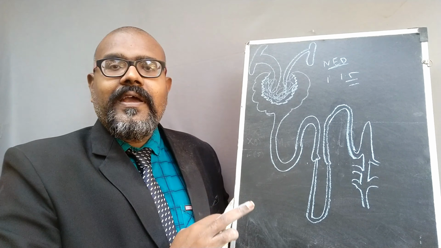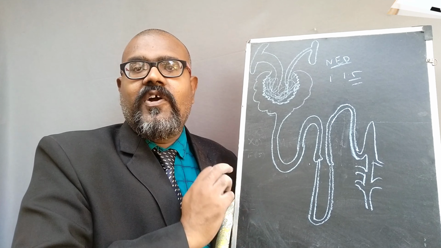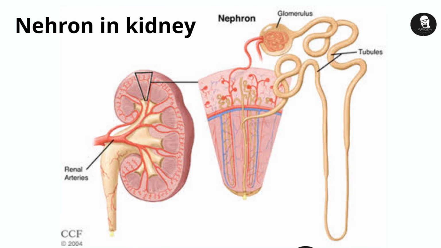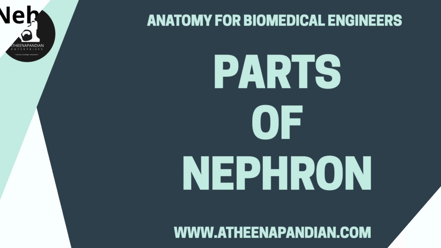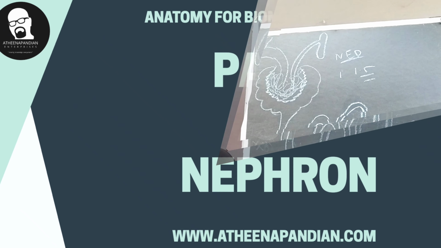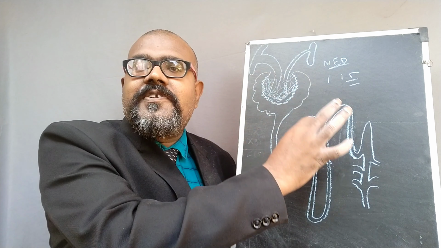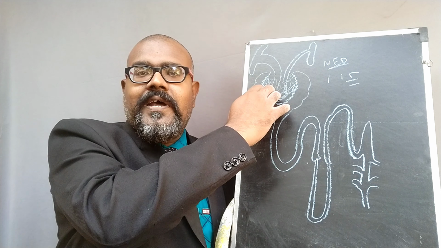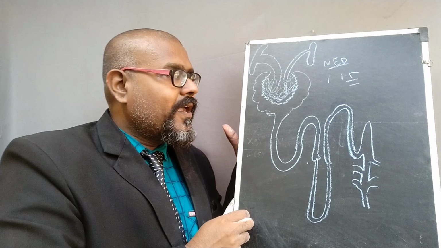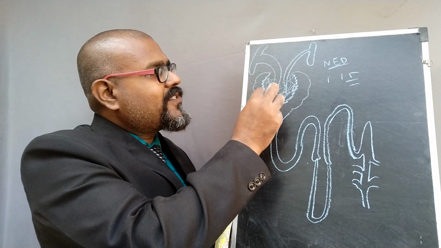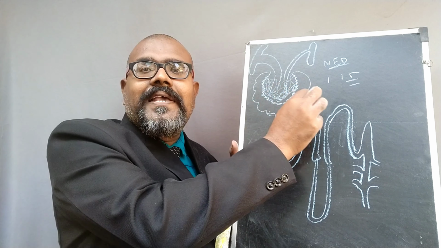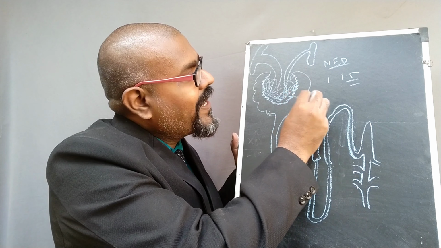So what happens in a single nephron? That is the thing we are going to discuss. First of all, I am just saying the parts of the nephron, and then I will explain what each and every part does. The first cup-like structure is called the Bowman's capsule.